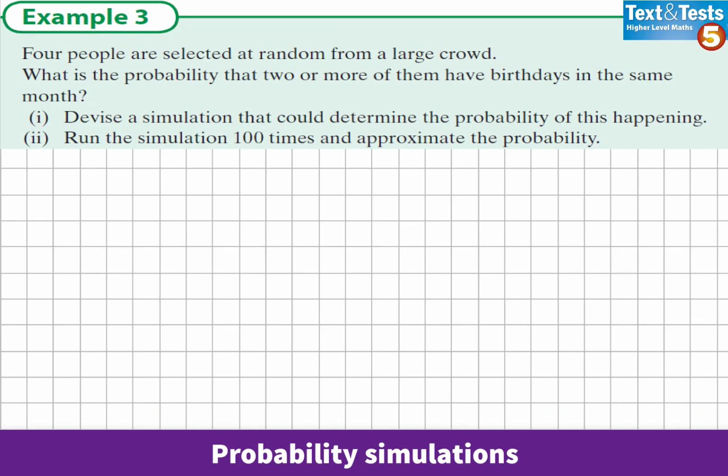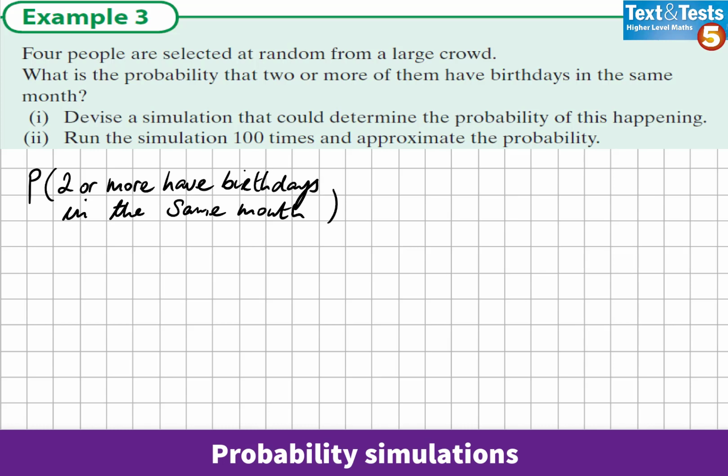In example 3, we're told 4 people are selected at random from a large crowd. We're to work out the probability that 2 or more of them have birthdays in the same month. Now, the easier way to do this question is to think first about the opposite of that. What's the probability that they would be all born in different months? If we subtract that from 1, we have the answer we're looking for.